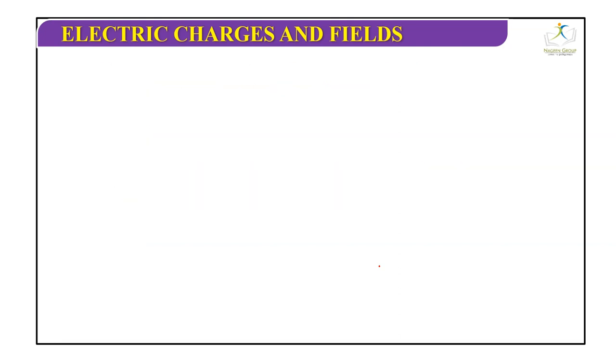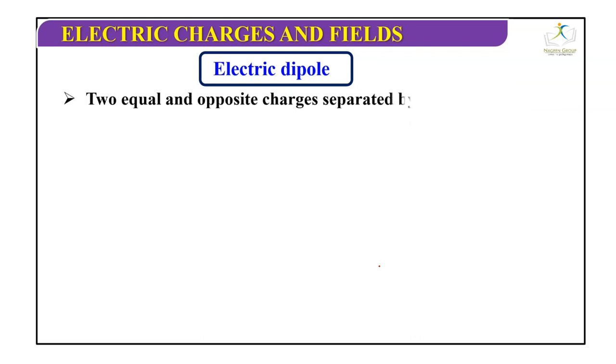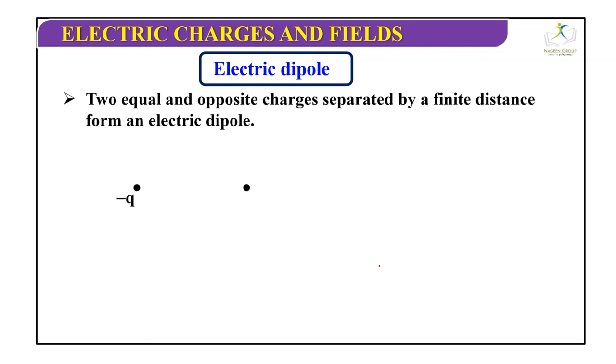Electric dipole. As the name says, di means two, and pole means pole. So they have two poles. Two equal and opposite charges separated by a finite distance form a dipole. As you can see, these are two charges, one negative and another positive. If they are separated by a distance 2l, then we say it is an electric dipole.